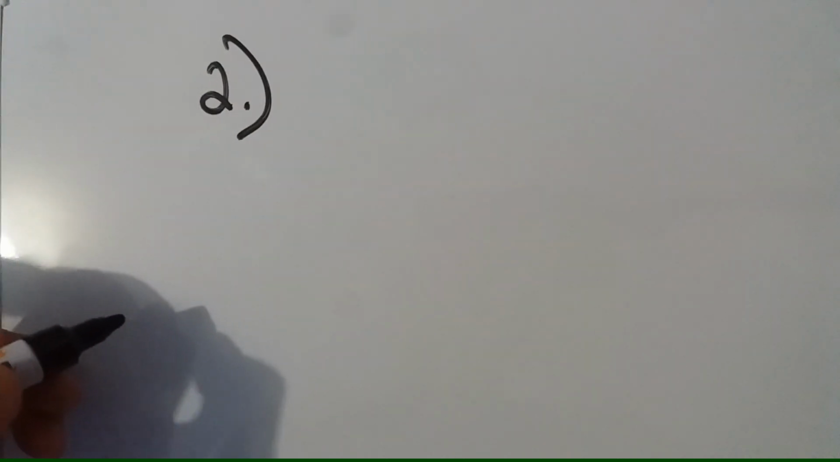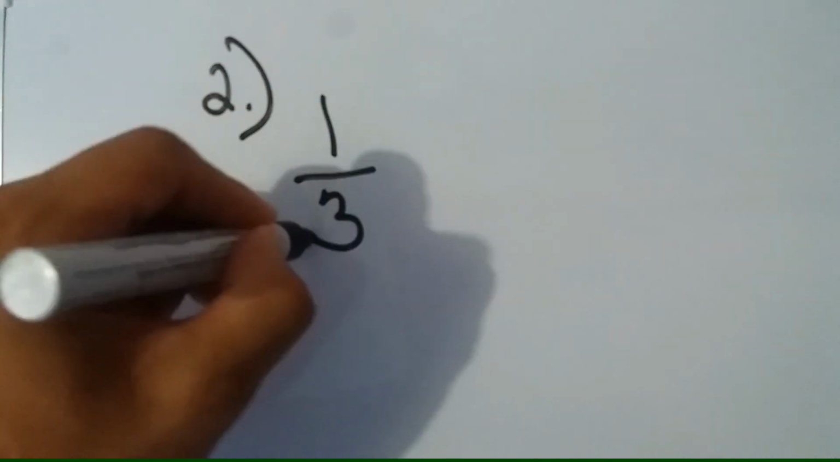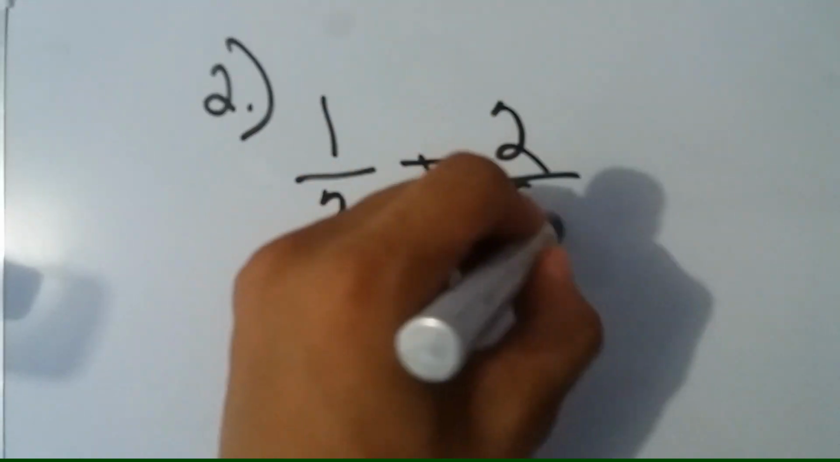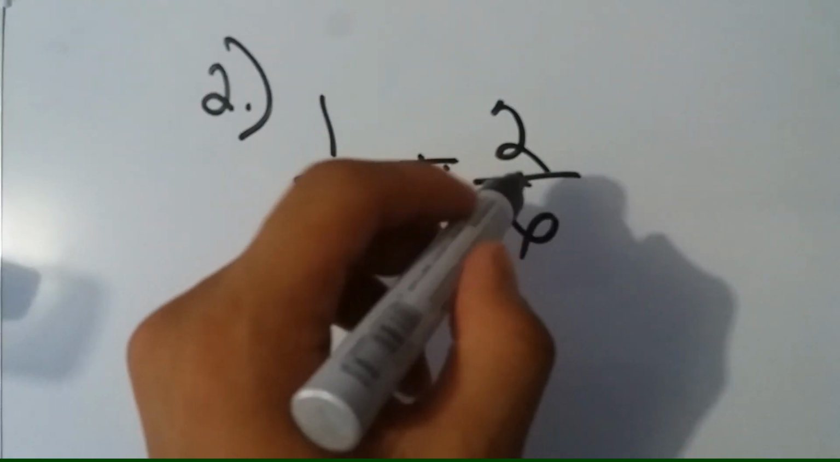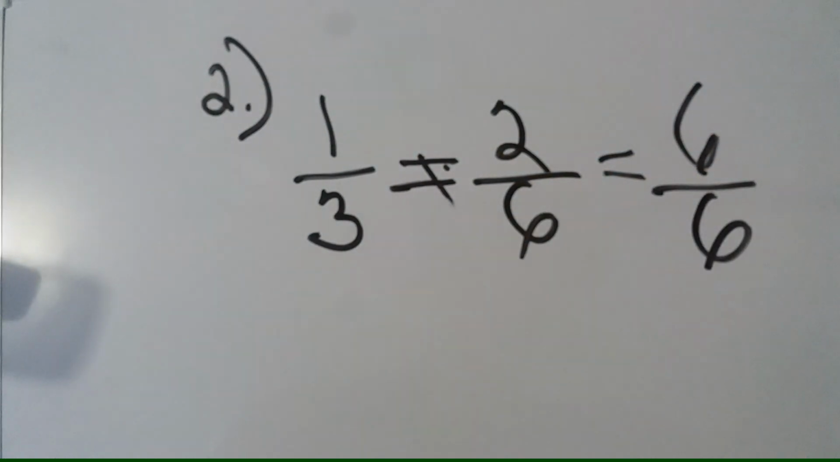Second rule: two ratios with the same value are equivalent. Equivalent ratios have equal cross products and equal reciprocals. So for example, you have 1/3 equals 2 over 6. Its reciprocal will be equivalent to 6 over 2. So that's now rule number 2.